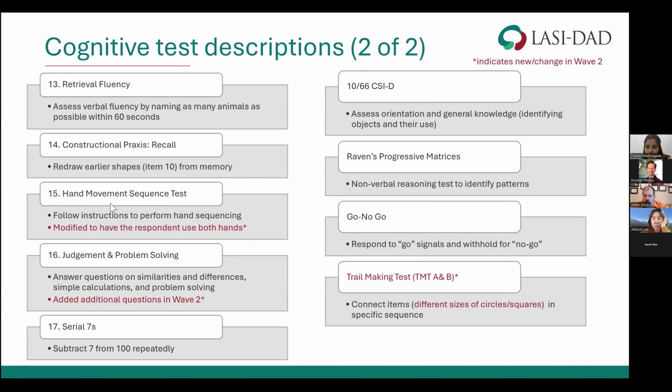Then we have trail making test, part A and B. This was introduced in wave 2. This test evaluates visual scanning, working memory, and executive functioning. To accommodate the predominantly illiterate population, we replaced the traditional letters and numbers with different sizes of circles and squares. And participants were asked to connect the shapes in specific alternating sequences, preserving the cognitive challenge while ensuring cultural and educational relevance.